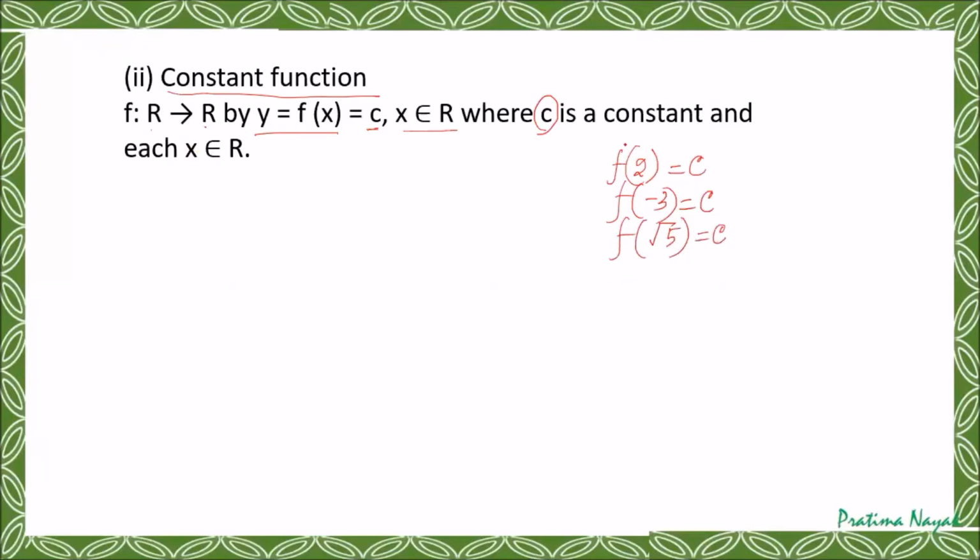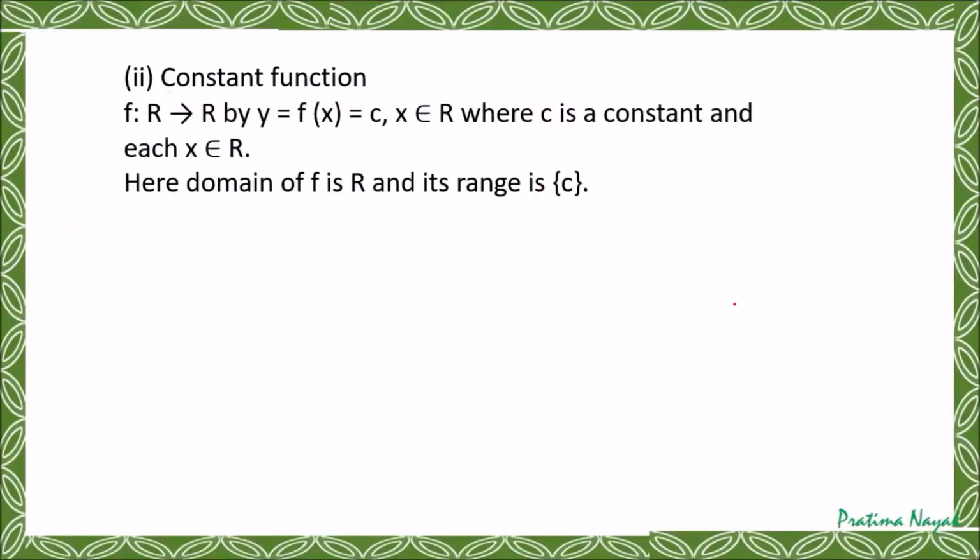So that means in the place of x, I can put any value. So domain is any real number. But when I am taking y, which is the range, I am getting only one value. That's why it is a constant function. So y is only c. What will be the domain? Domain will be all real numbers. What will be the range? Range will be only c, because there is only one element in the set.